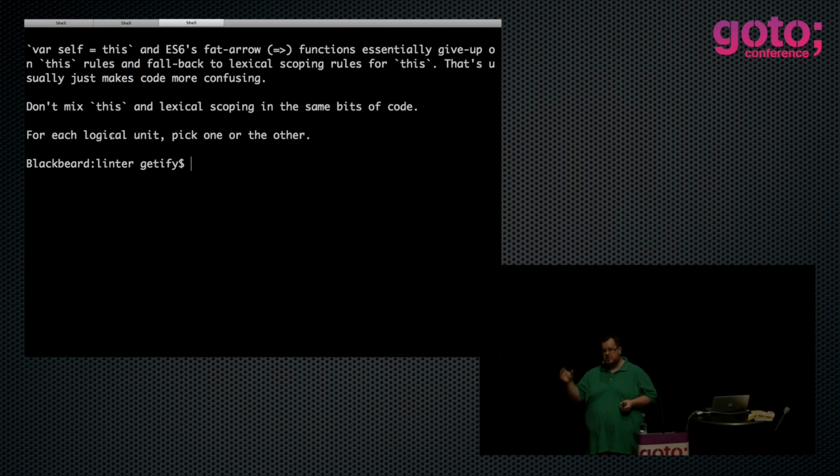It's taking this mechanism, which you have to go to extra work to use, and doing it the wrong way and falling back. And when you can't figure it out, then you fall back to lexical rules, which we're all more naturally inclined to. You shouldn't be mixing that. You should never do var self equals this.